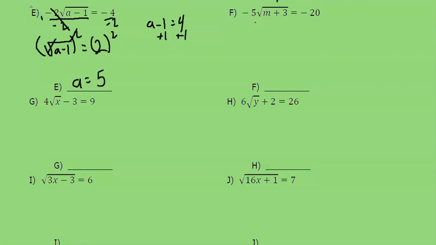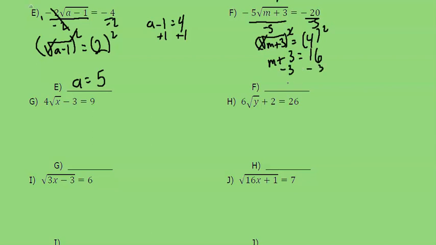F. Negative 5 times the square root of m plus 3 equals negative 20. Divide each side by negative 5. Then we have the square root of m plus 3 equals 4. Exponentiate each side by 2. You have m plus 3 equals 16. Subtract 3 from each side, and then you have your solution, m equals 13. We still don't have to check for extraneous because there's no variables on the outside of the root.